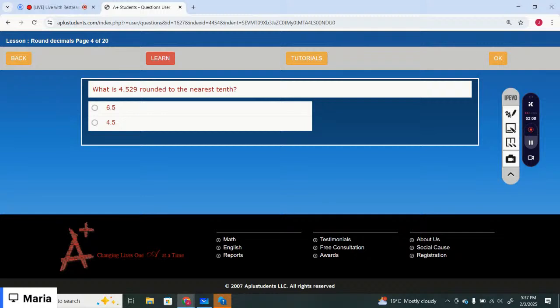What is 4.529 rounded to the nearest tenth? Tenth, 5 is the tenth digit. That is 4.5. Option number 2 is the correct option.